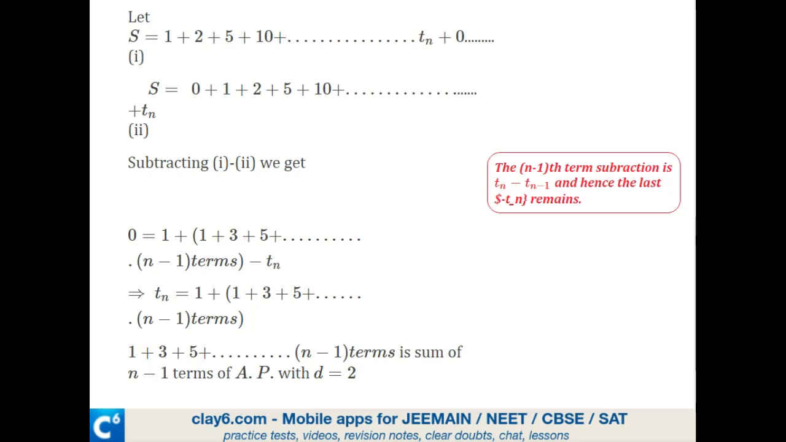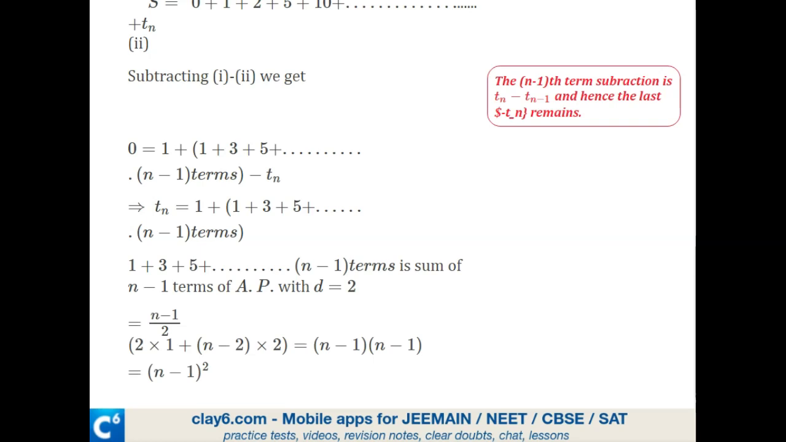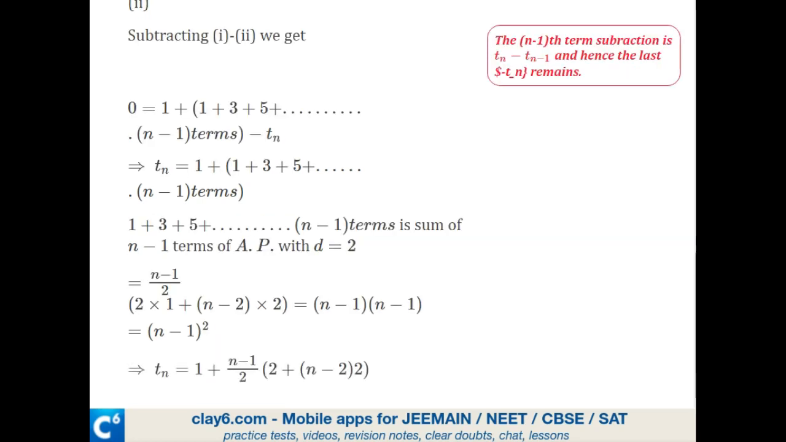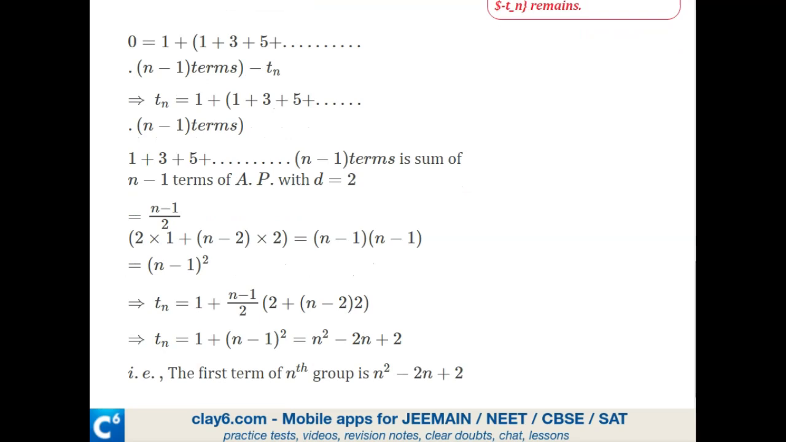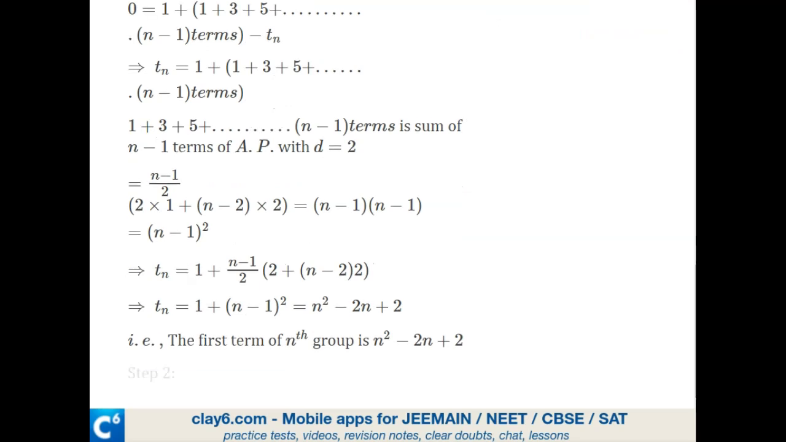That is a straightforward calculation, because this is just the sum of n minus 1 terms, which will become n minus 1 by 2 times 2a, which is 2 times 1, plus n minus 1, but here n is n minus 1, so n minus 1 minus 1, n minus 2 times d, which is 2. You simplify this, and you will end up with Tn as basically n square minus 2n plus 2. That's the first term. We have figured out the first term.